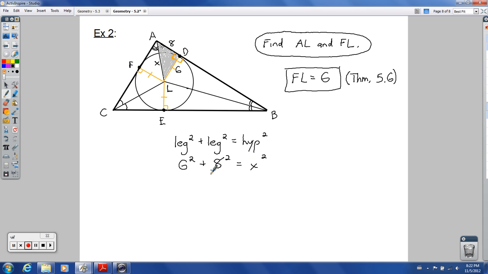Could you call this AL squared instead? That would be totally fine. So this is 36, this is 64, and this is X squared. Add these together, got 100 equals X squared. From there, take the square root of both sides. I'll use my different color here just so you notice that it was kind of two steps in one, and this becomes now 10 equals X. X represents AL, so I'll put on the other side that this was the same thing as AL. Did I give you units on this one? Nope, no units, so you don't need to include units on this.